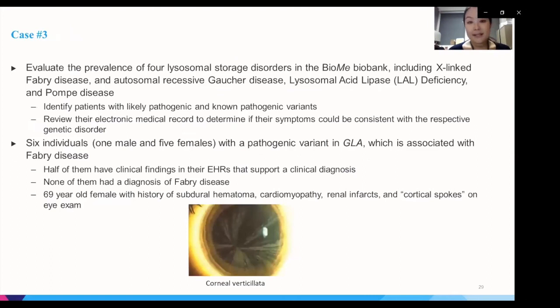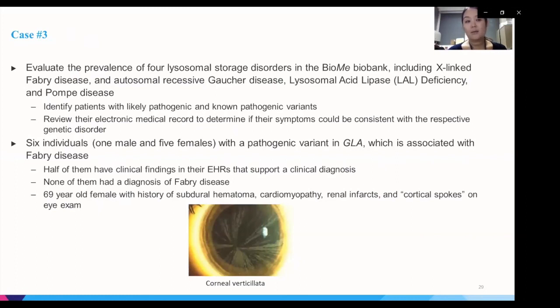My final case is actually a case that I did not personally see, but it was a case that I found during my fellow research under the direction of Drs. Balwani and Abul Hassan. This was a project I did within the Mount Sinai BioMe Biobank, where there are about 30,000 Mount Sinai patients that have whole exomes sequenced. And I evaluated the prevalence of 4 lysosomal storage disorders within this biobank.